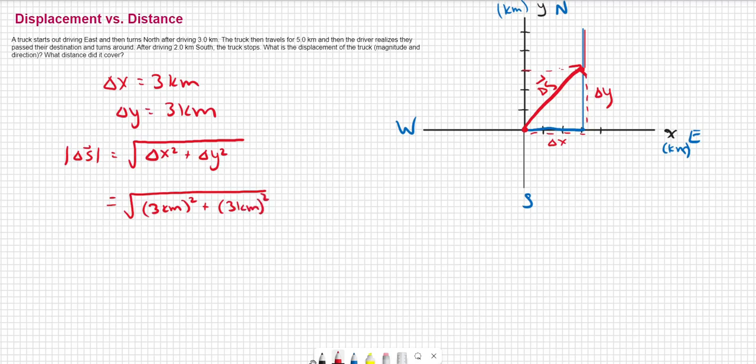So that's going to be 9 plus 9. So we have the square root of 18. And that is 4.2 kilometers. So that means the magnitude of our displacement is 4.2 kilometers.